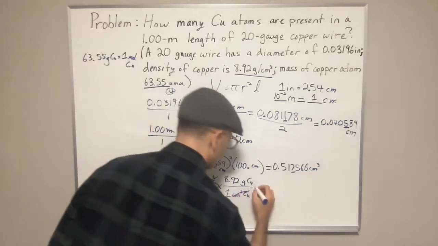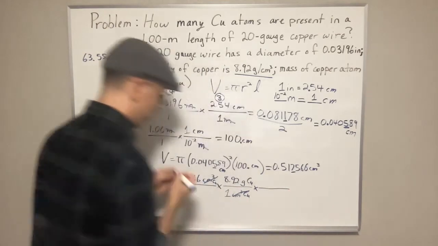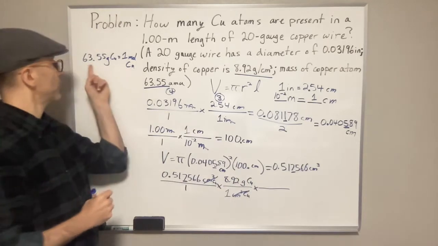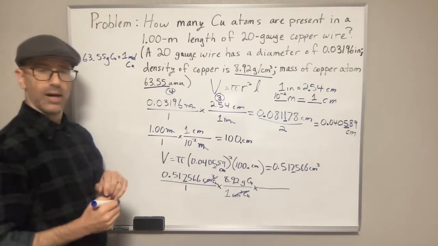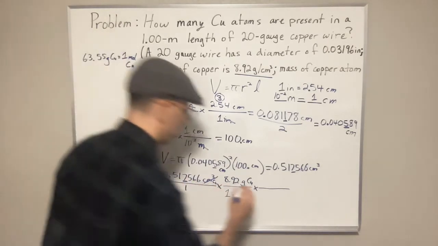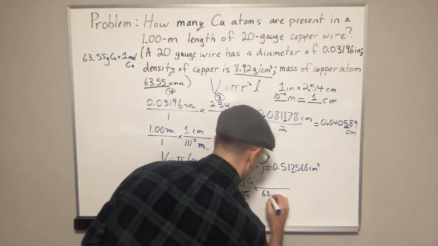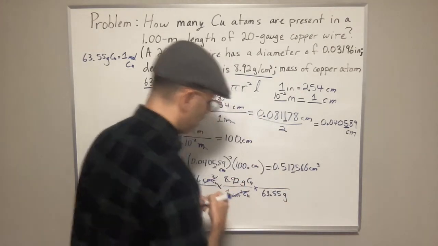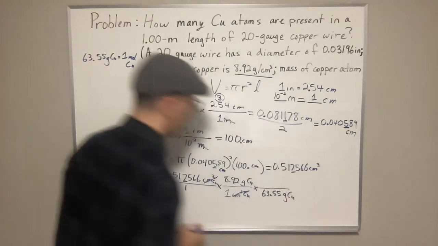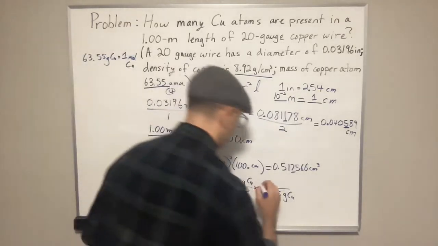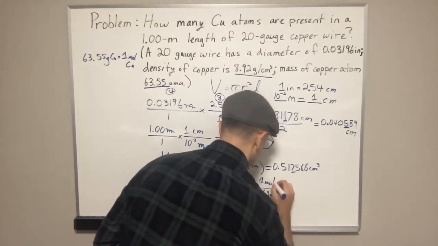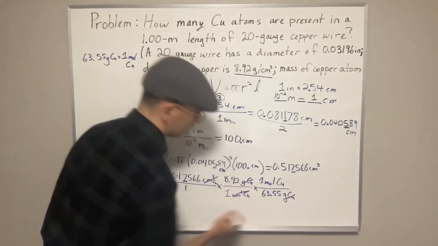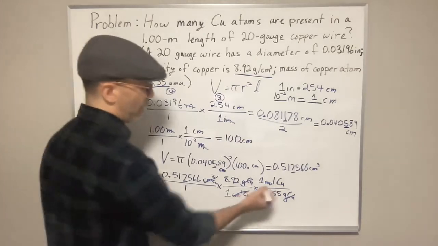So let's do that. So I'm going to put another conversion factor. So I have grams on top, grams of copper, so I'm going to put grams of copper on the bottom. So 63.55 grams of copper on the bottom, and then 1 mole of copper on top. So grams of copper cancel out. And now I have moles.